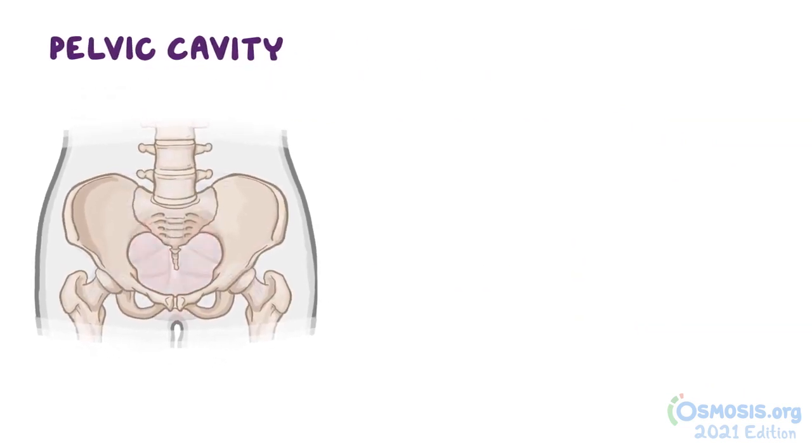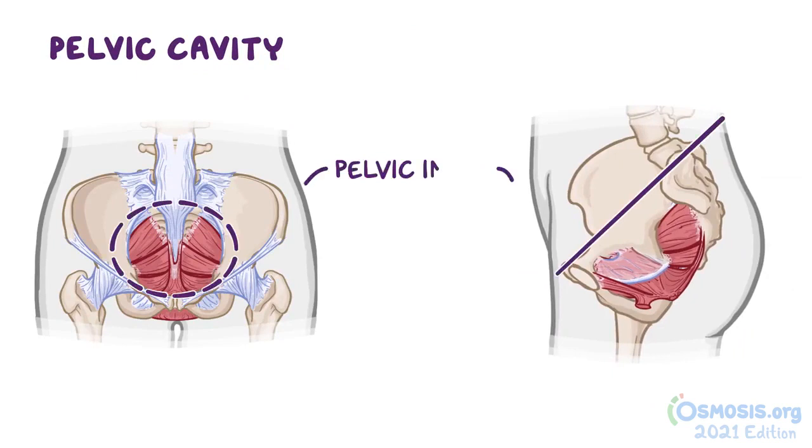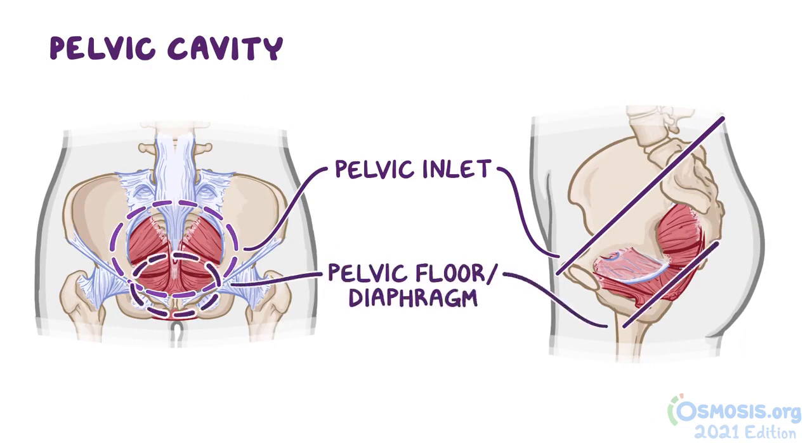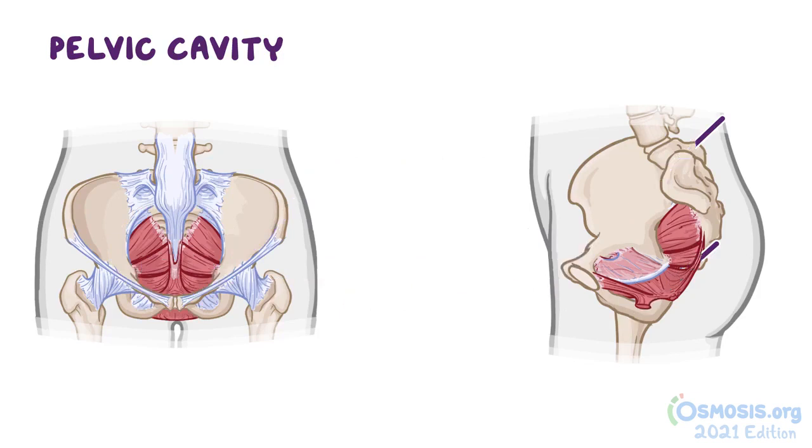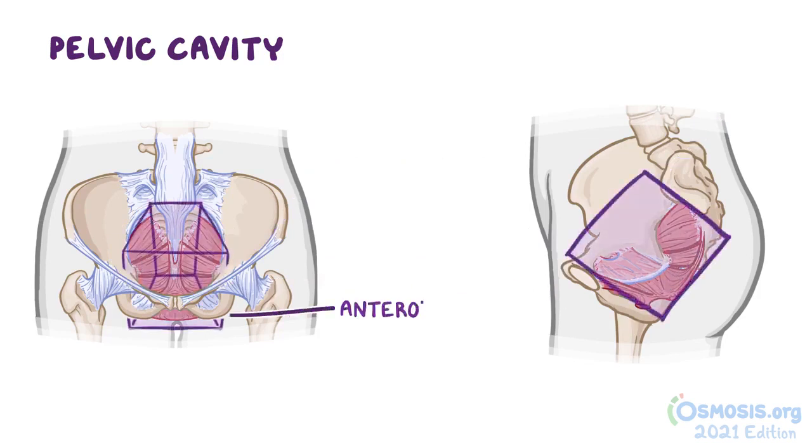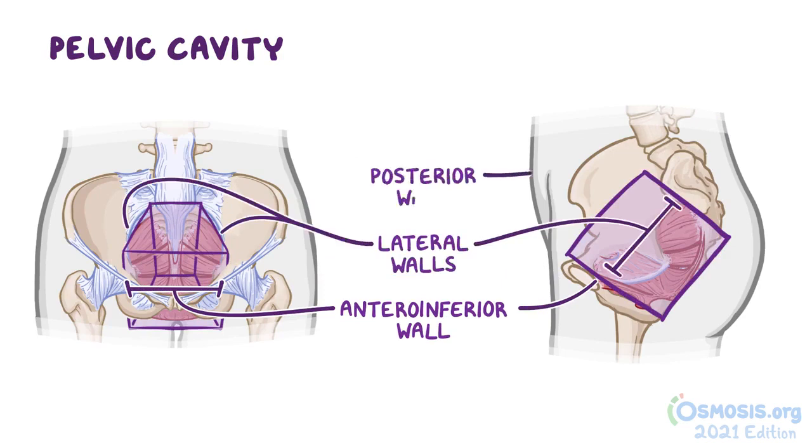The pelvic cavity is bounded superiorly by the pelvic inlet, which connects to the abdominal cavity, and inferiorly it's bounded by a group of muscles and the fascia surrounding them, called the pelvic floor or pelvic diaphragm, which is suspended above the pelvic outlet, with its central portion dipping below it. The pelvic cavity also has an antero-inferior wall, two lateral walls, and a posterior wall.